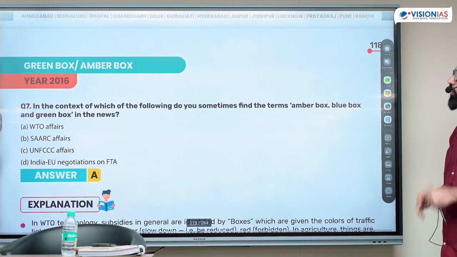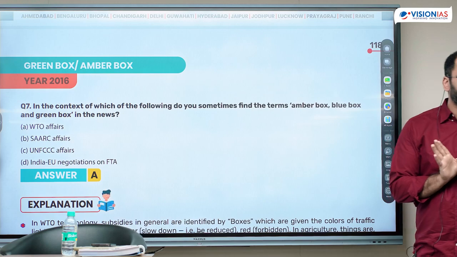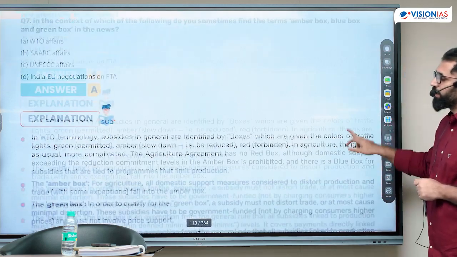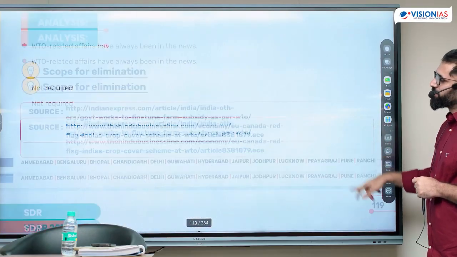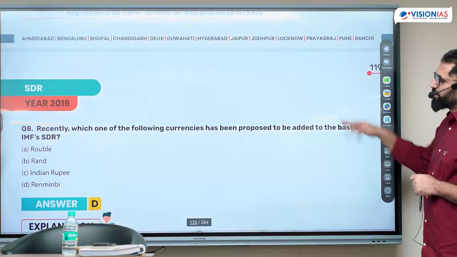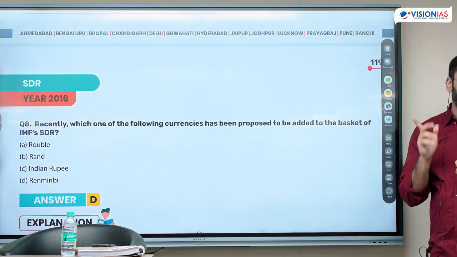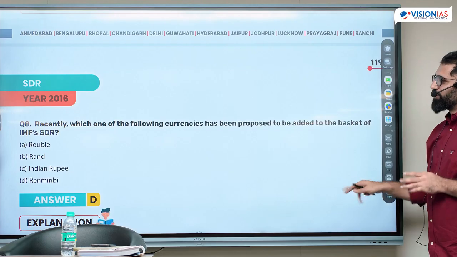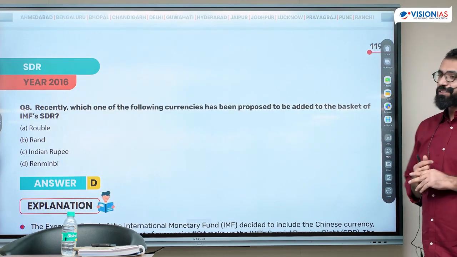In the context of which of the following do you sometimes find the terms amber box, blue box and green box? This we just discussed. This is part of the WTO Agreement on Agriculture. 2016 is a year where they asked direct questions. You can see amber box, this SDR. This is why the cutoff was 116. The paper was very easy. Everybody scored 150. Which of the following currencies has been proposed to be added to the basket of the IMF SDR?